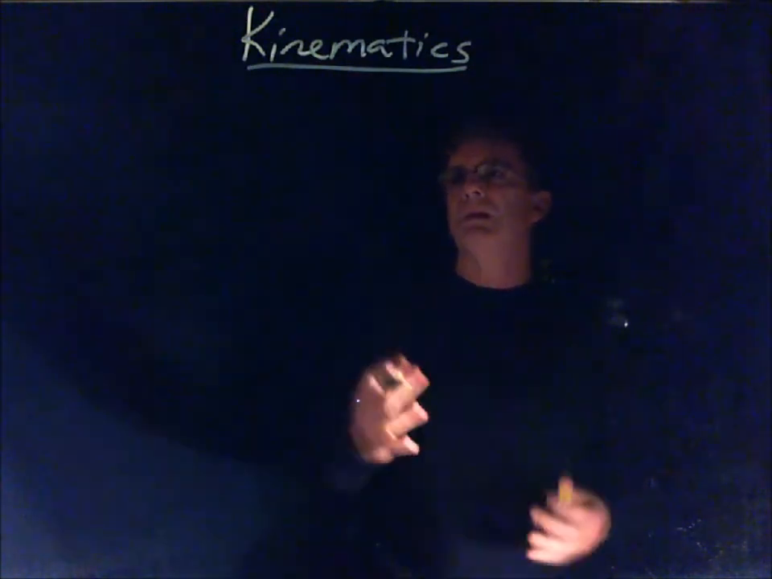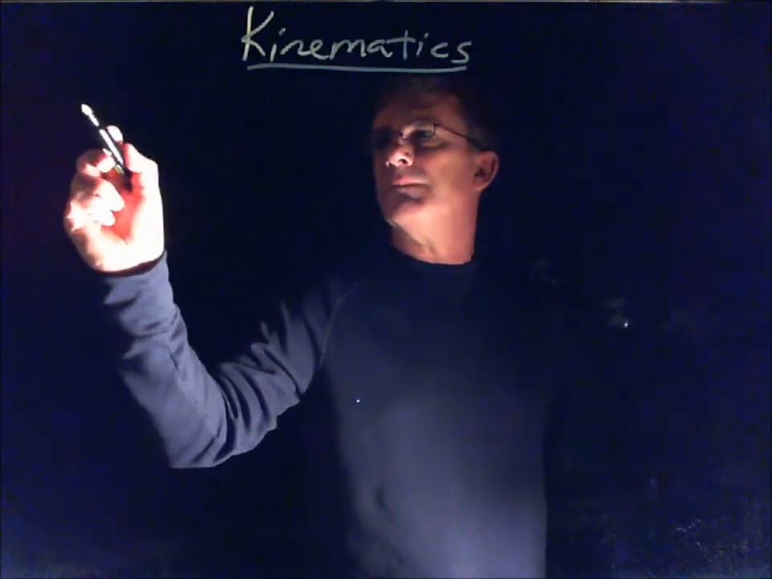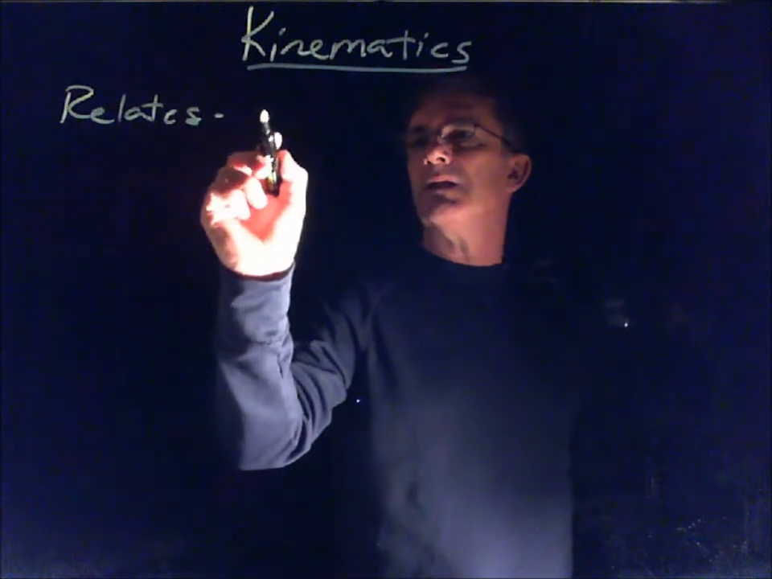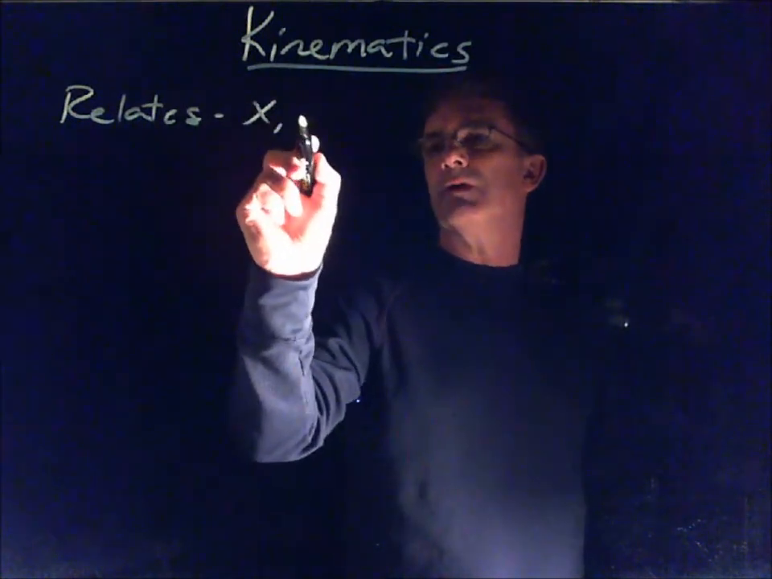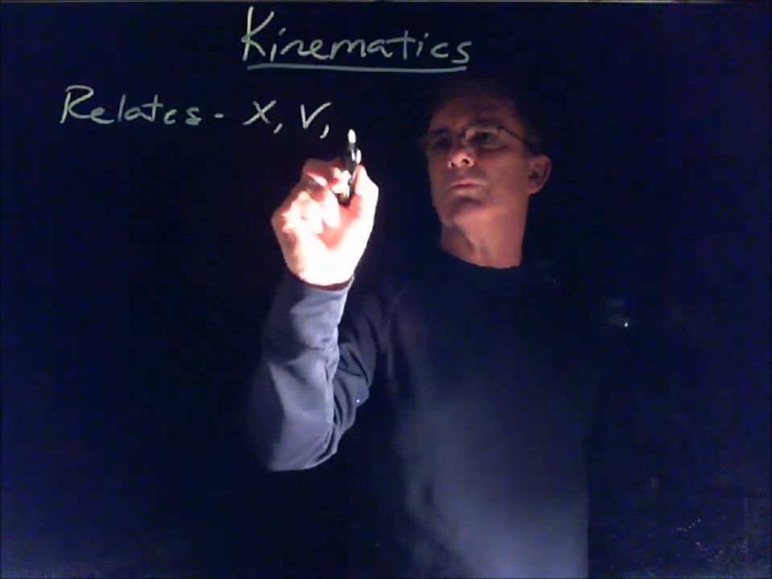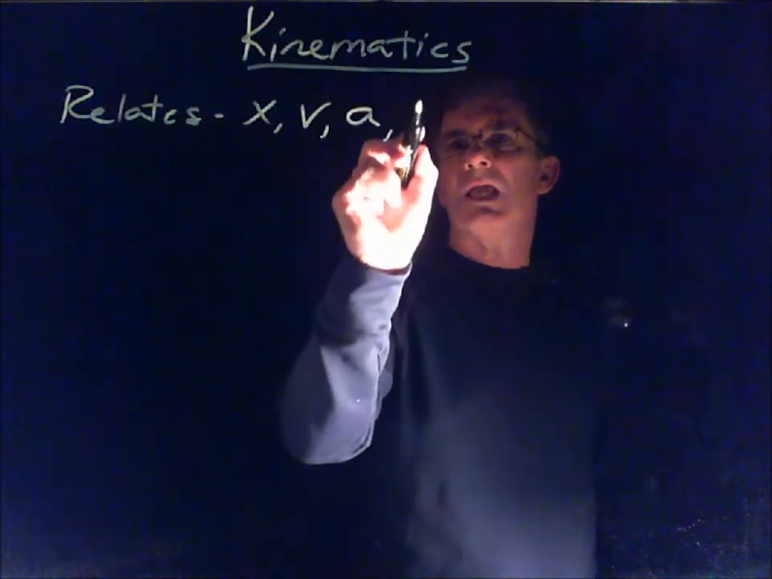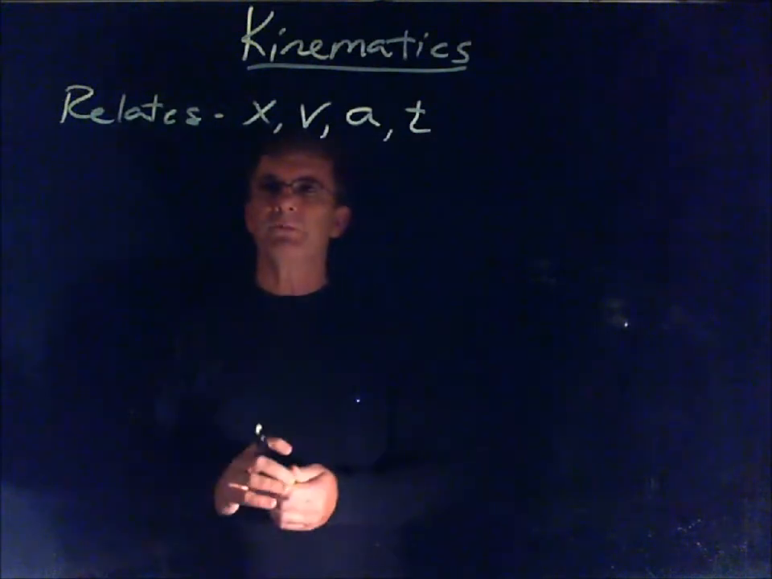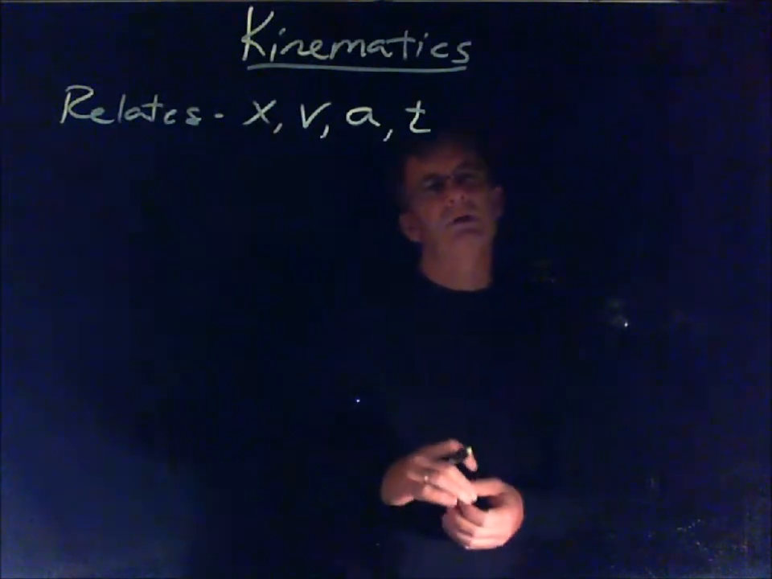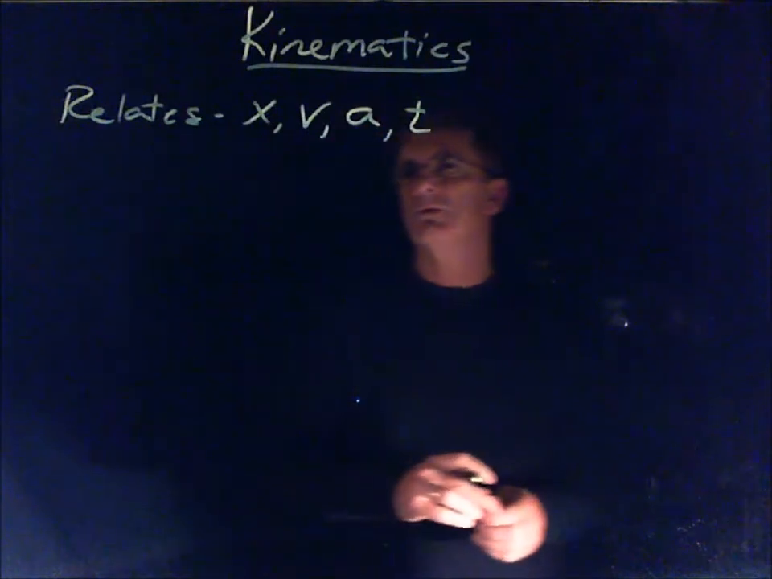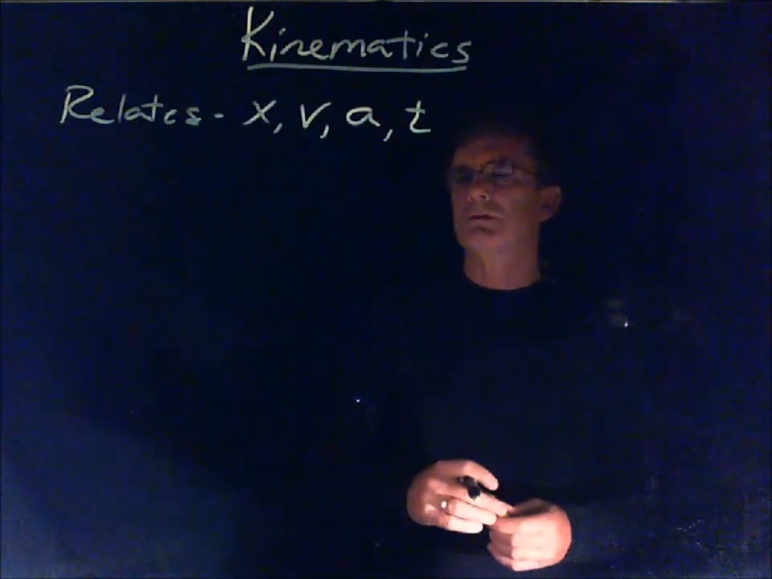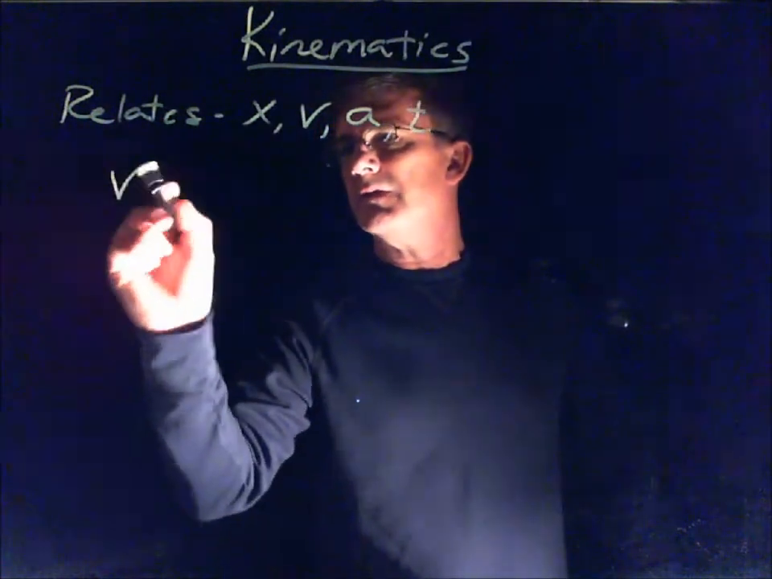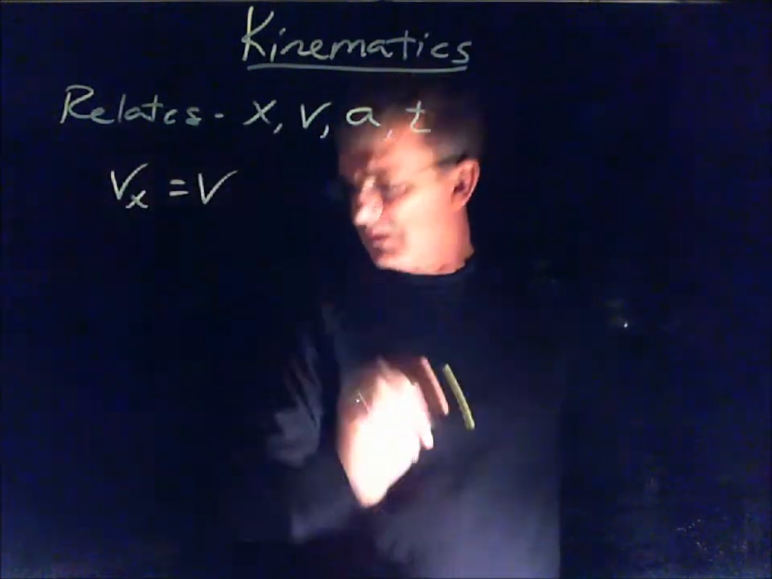And what kinematics does is, kinematics is a series of equations that we have that relates an object's position with its velocity, with its acceleration, and with time. And it just relates these four variables. The first three equations on the formula sheet are the kinematic equations. And so I'm going to write them as they are written there, and we're going to talk about them.